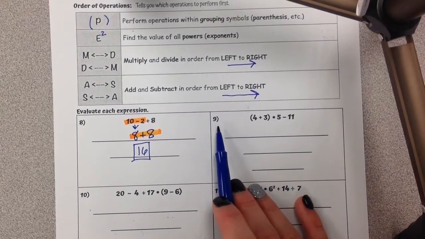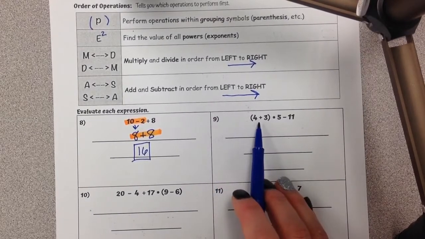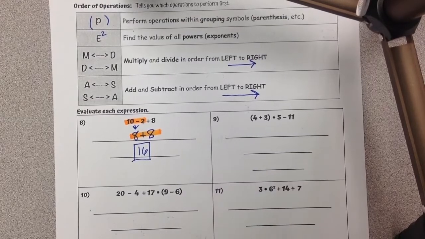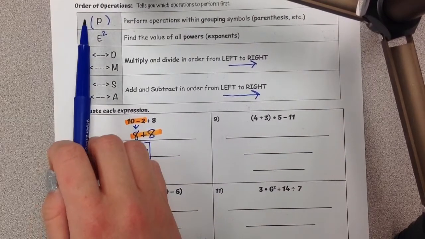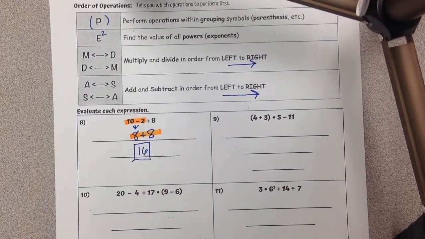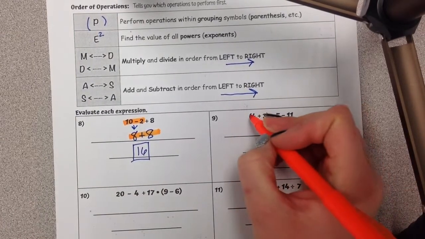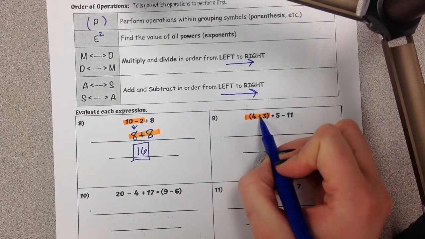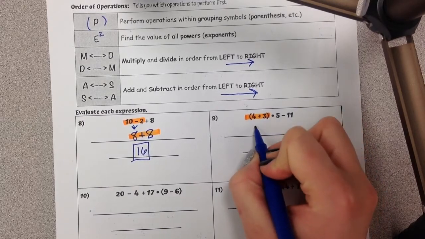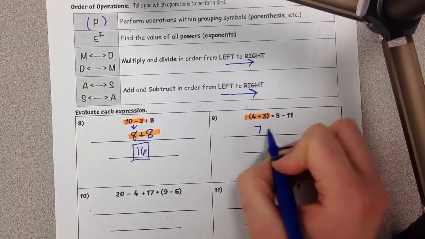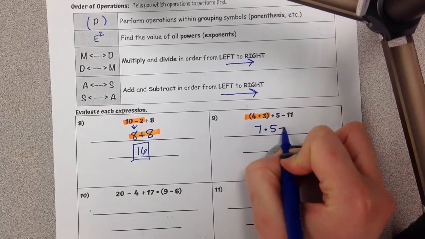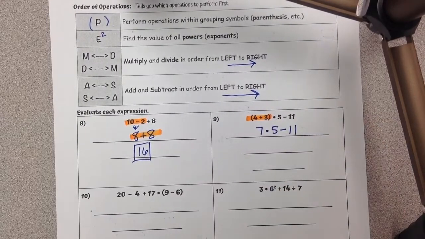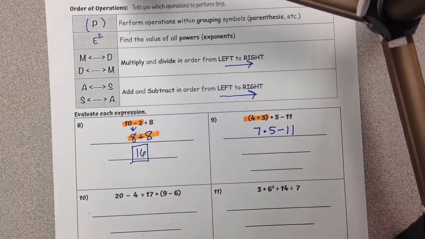Example 9, I have parentheses, addition, multiplication, subtraction. So what are we going to do first? We are going to solve what's in our parentheses first. I'm going to highlight that because that's our first step. I'm evaluating, so 4 plus 3 is 7. Everything else I'm copying down exactly as it is, times 5 and then minus 11.